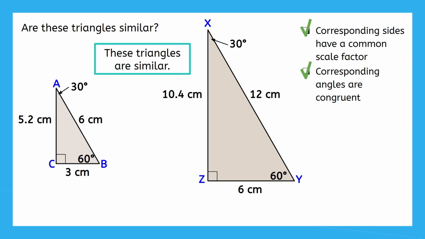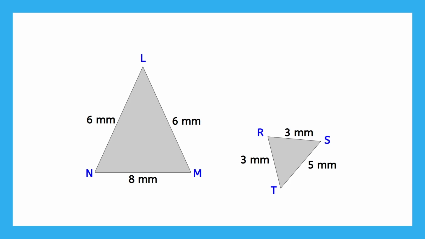A nice thing about these two triangles is that their orientations were the same, and that made it a lot easier to compare corresponding parts. But we're also going to be working with figures where that isn't the case. Like with these triangles, for example. They're not oriented the same way. One of them has been rotated.